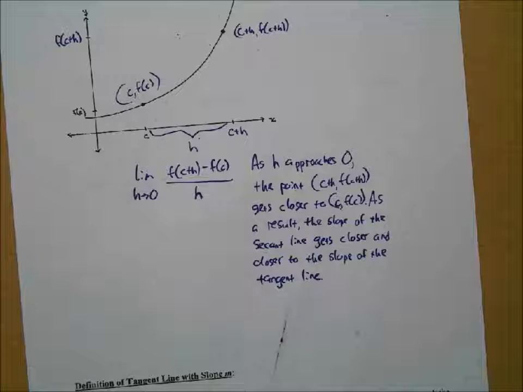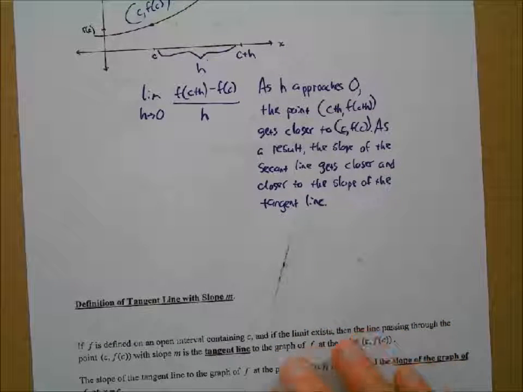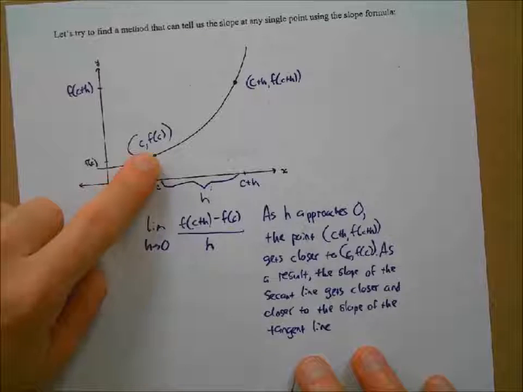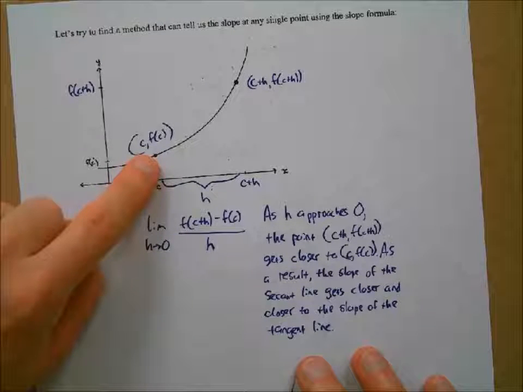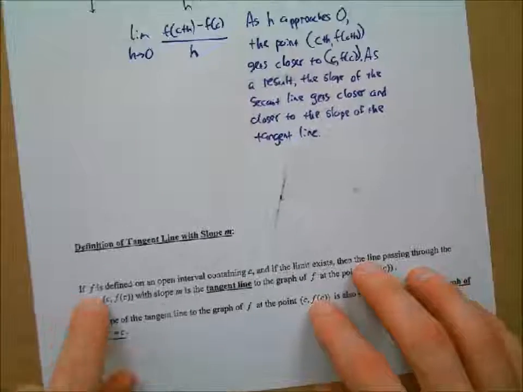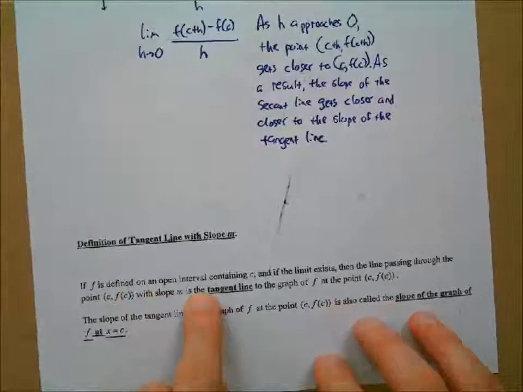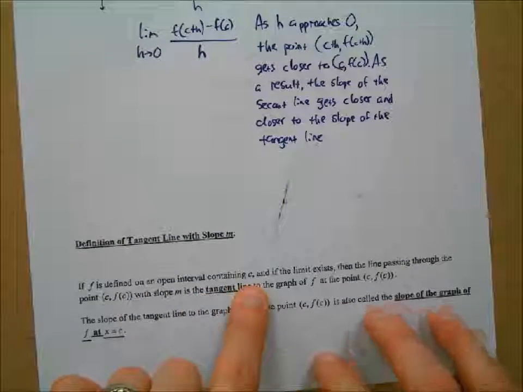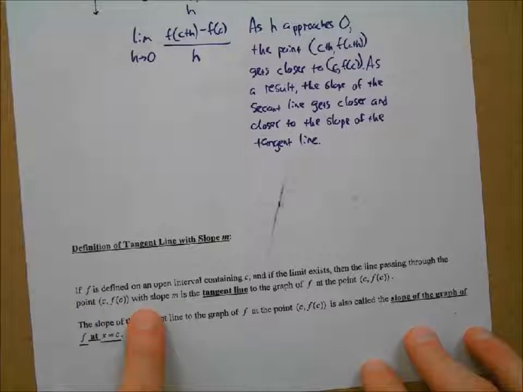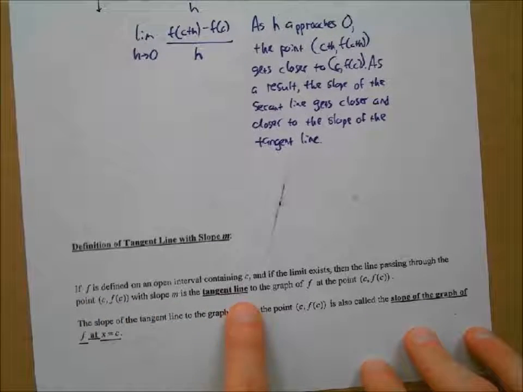So that allows us to find the tangent slope, right? But then, of course, given that point, this being our point where we're going to really find the tangent slope, that also is a point, so we can find the actual equation of the tangent line if we wanted to. So if our function f is defined on an open interval containing c, and if the limit exists, then the line that passes through the point c, f of c with slope m is the tangent line to the graph of f at the point c, f of c.